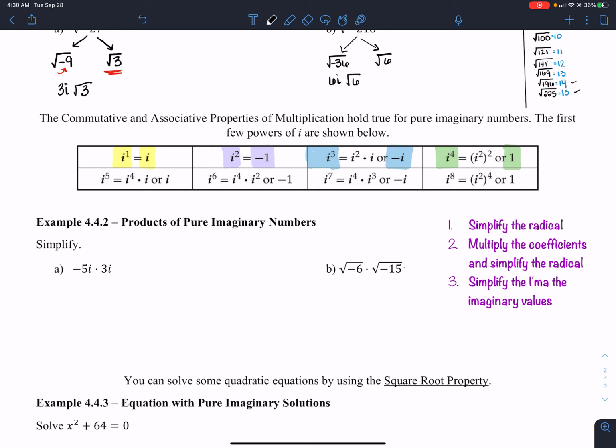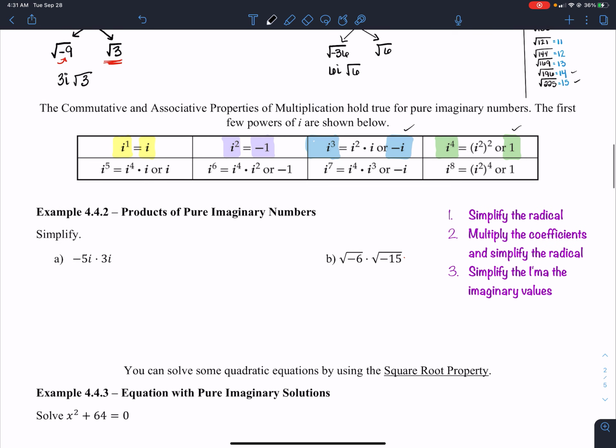Okay? So if I ever see i to the first power, that is going to equal i. If I see i to the second power, that's going to equal -1. If I see i to the third power, that's going to be -i. And if I see i to the fourth power, that's going to be +1. Okay? And that cycle just repeats. So i to the fifth power would be i, and i to the sixth power would be -1. So with these 4 values, it's going to just keep repeating over and over and over again.